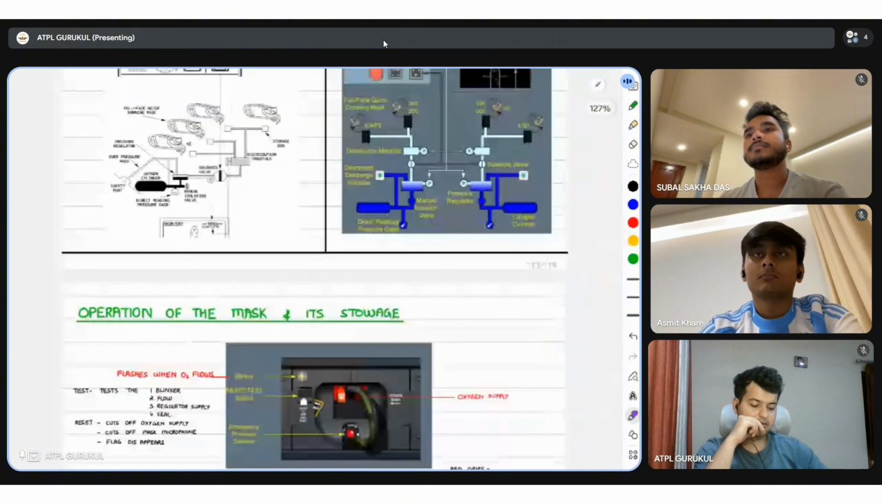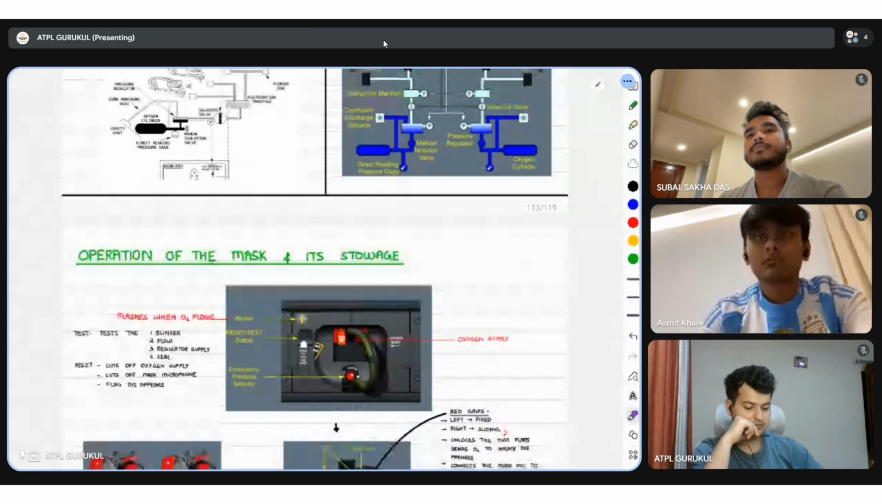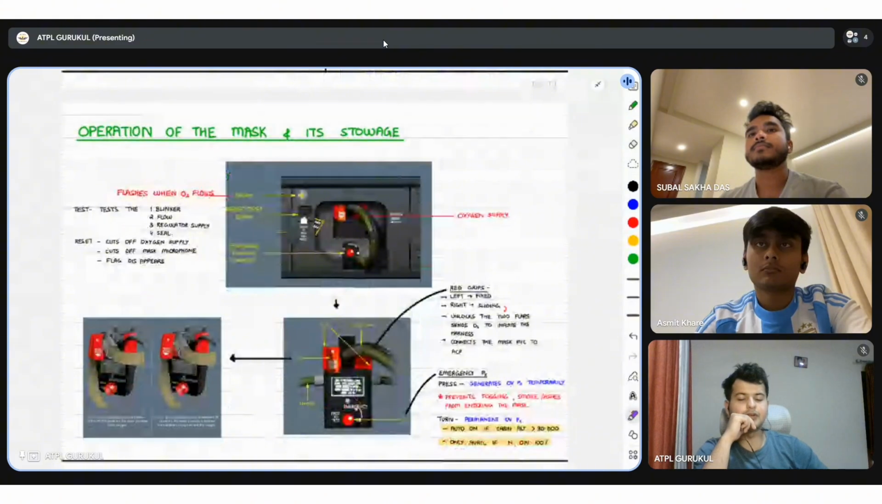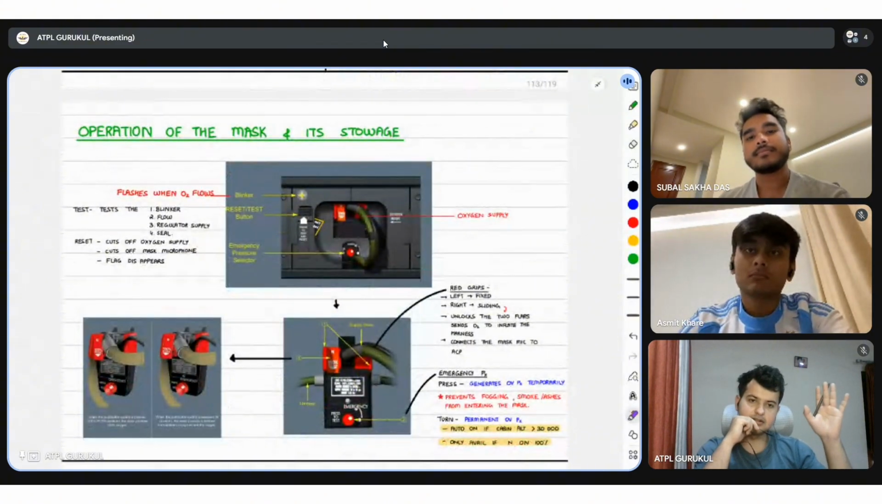This is the schematic for the flight crew oxygen mask. Now, how do you operate the mask? Have you all in your type rating been shown how to operate the mask? Have you actually worn it?